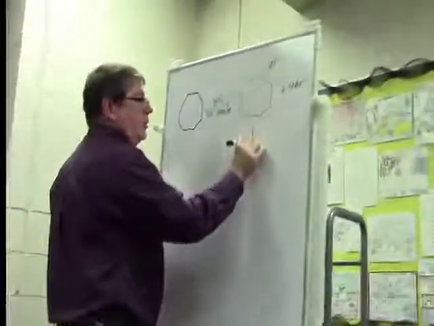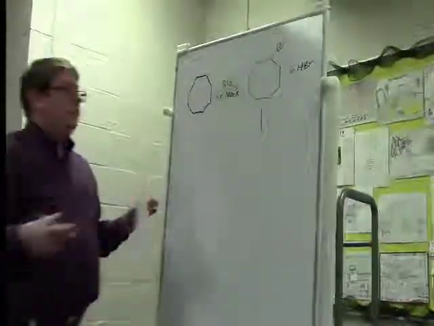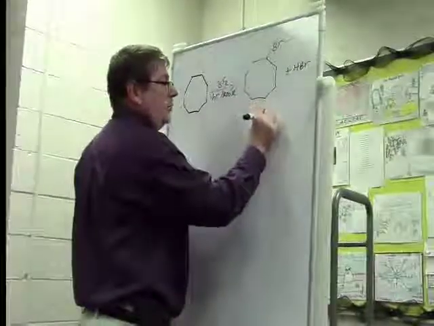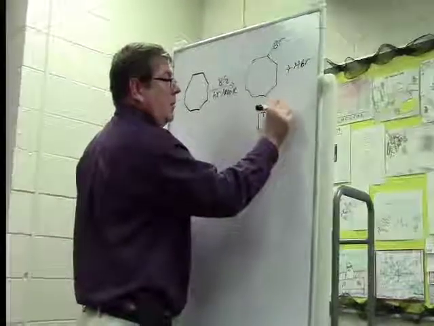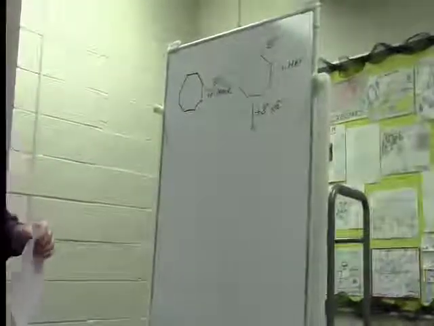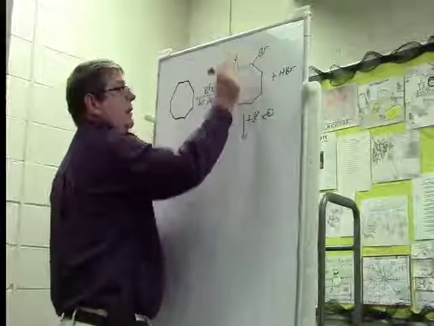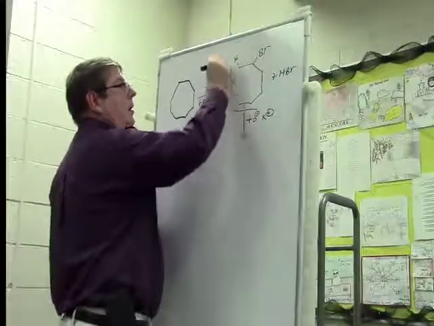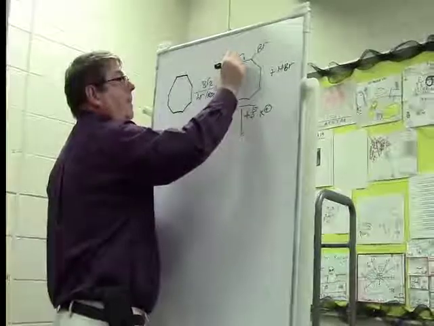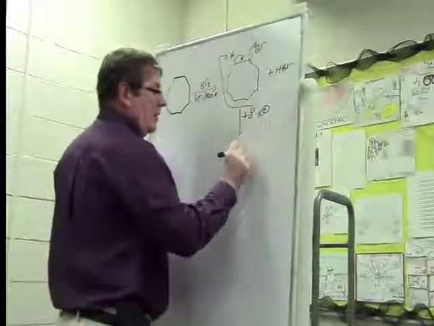Now what do I need to do? I need to use a base to eliminate. Right? So you could pick potassium tert-butoxide, sodium hydroxide, DBN, DBU. I was pretty liberal with what I accepted. But we know we're going to do an E2 elimination. And that's going to give me the alkene that I need.